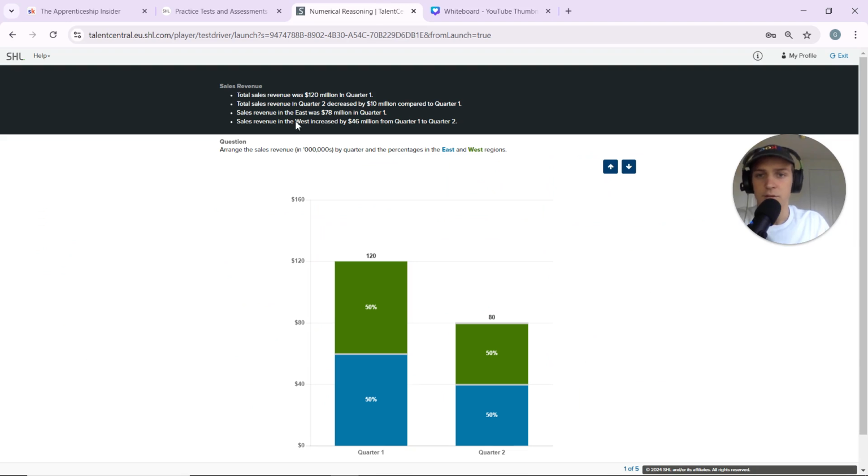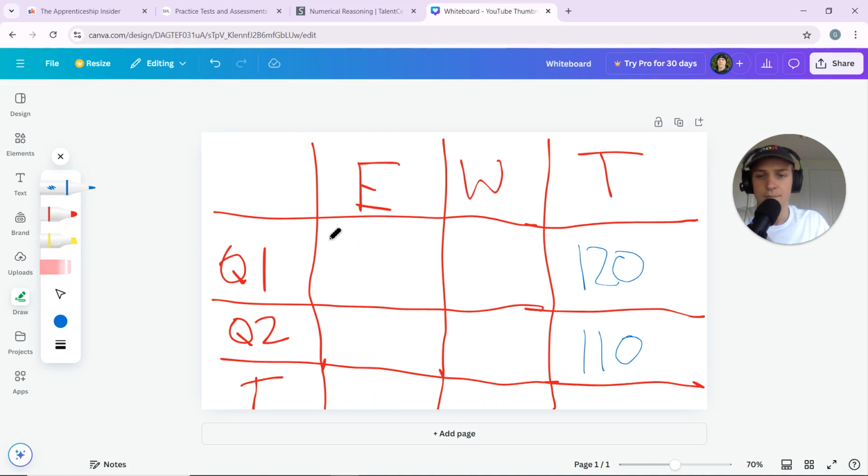Sales revenue in the East was 78 million in quarter 1, so 78 East quarter 1. Now straight away we can work out this West one here because we've presented it like this. This is a total. We know in total it's 120. In the East it's 78.